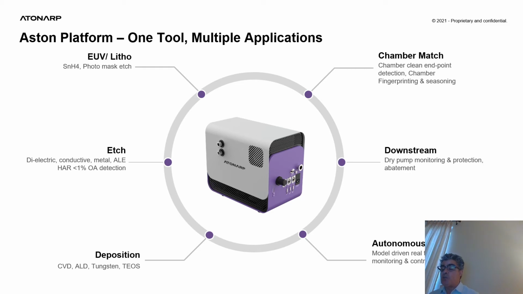Other pain points include chamber matching, which includes chamber clean, endpoint detection, baselining, and fingerprinting with an accuracy of lower than 1%. And then applications in the sub-fab, including dry pump monitoring and protection, and abatement system control. One last point here is that the end goal for high throughput is autonomous process control by building digital models of the process using machine learning-based algorithms from multiple chambers and tools. And Atonarp is definitely leading such effort in the industry.